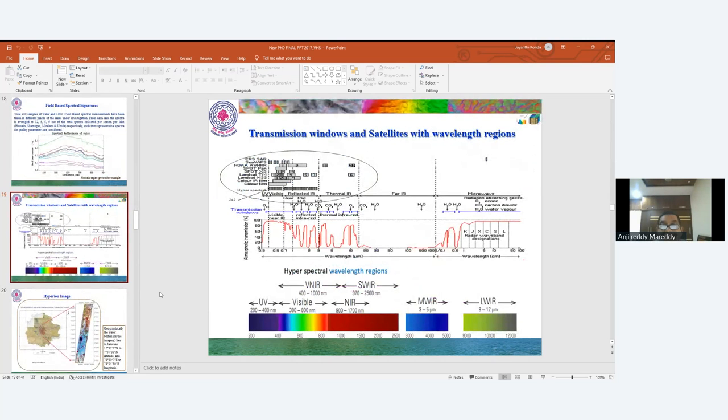Now you see this, these are called the atmospheric windows, and otherwise we call them the spectral signature, spectral patterns. And here you can see hyperspectral wavelength regions, how it varies. You can see all these tonal variations.